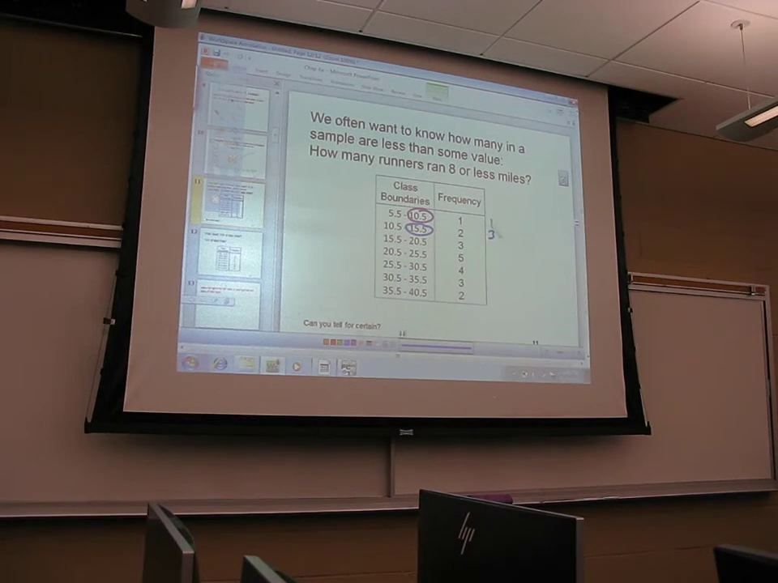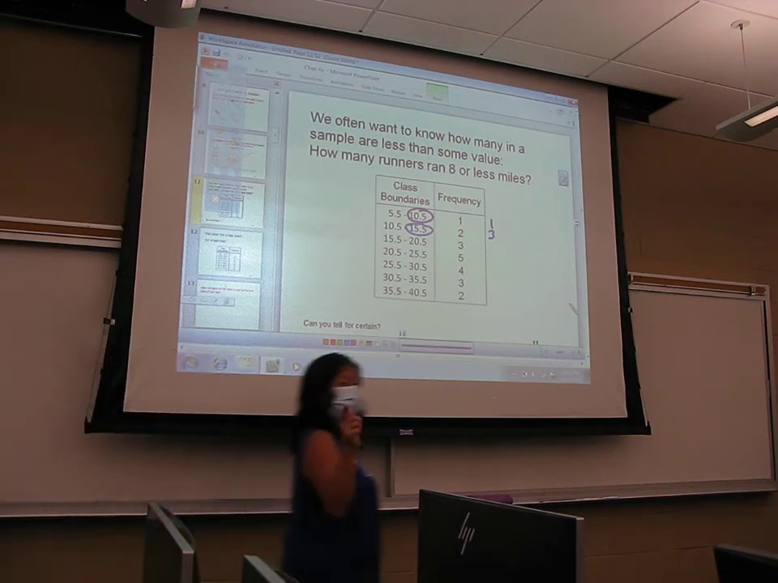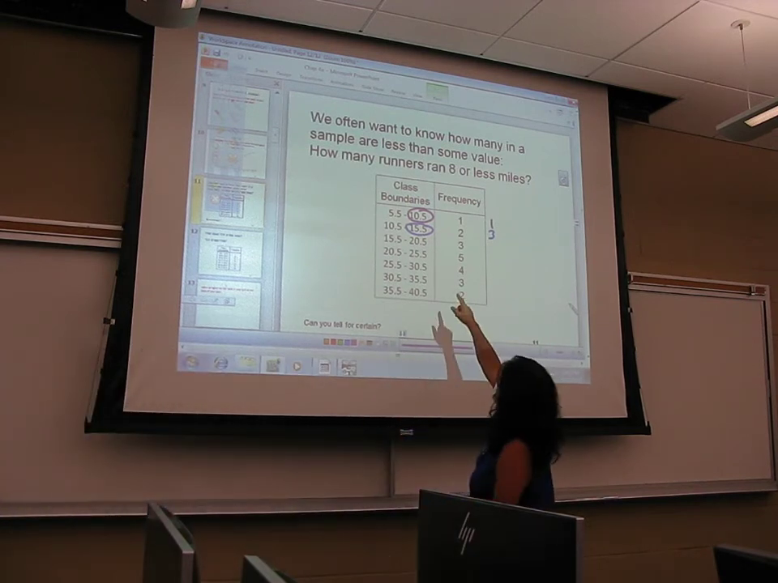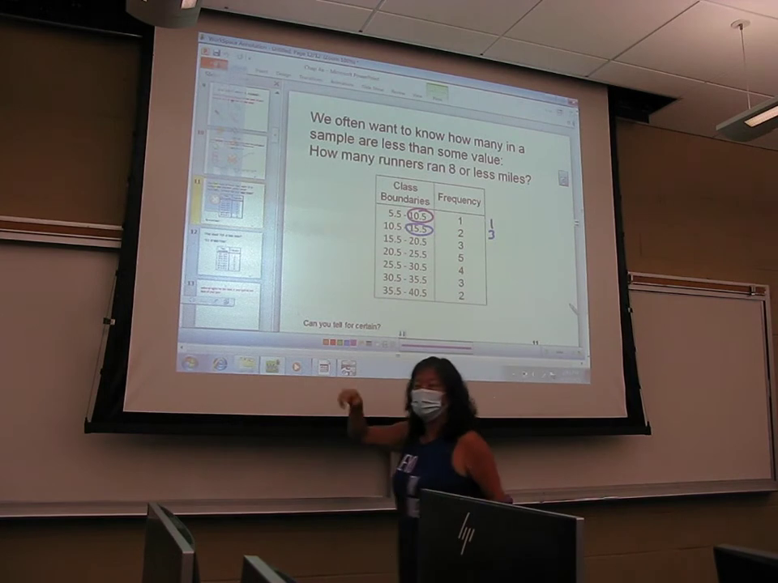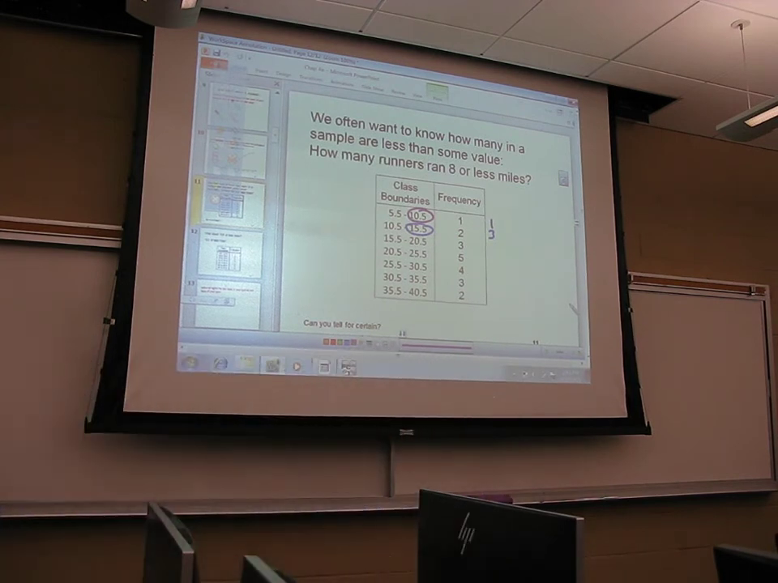So that's why we use the upper class boundaries and the cumulative frequencies. Because with the upper class boundary, you know it's that much or less for that corresponding cumulative frequency. Why can't I use the lower class boundary? Because that would have to be the cumulative frequency of the class before it. Does that kind of make sense?